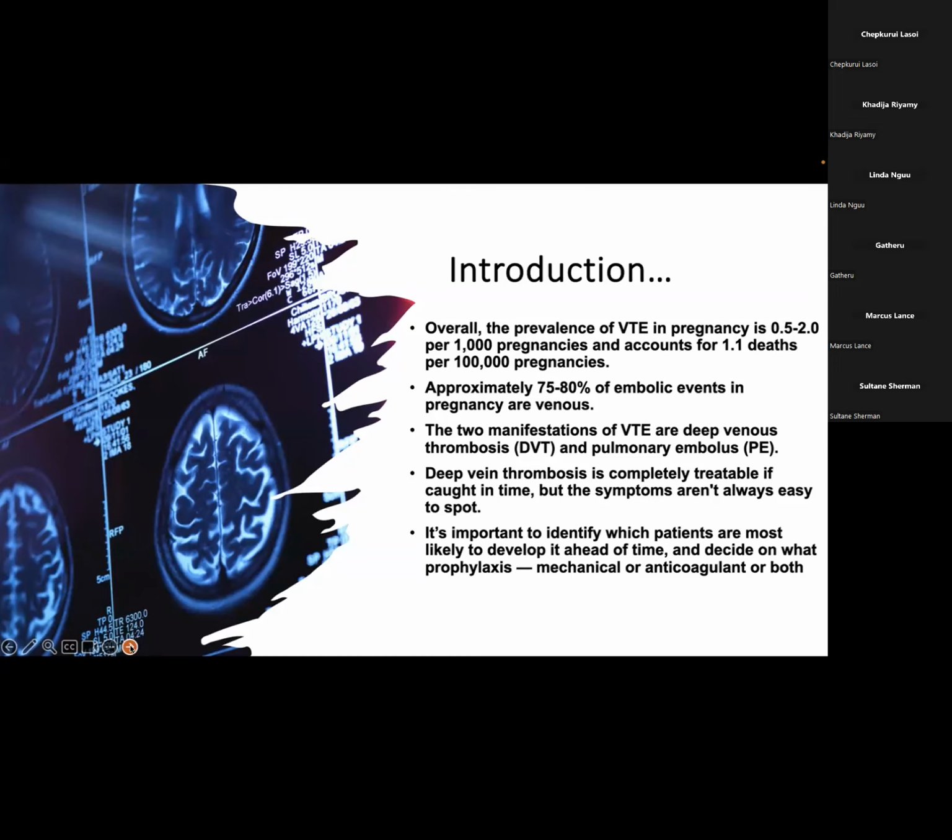Slow circulation because of pressure from the uterus reduces the flow through the iliac vessels, and that therefore means that with stasis, there is greater risk of thrombosis. The two manifestations of venous thromboembolism are deep venous thrombosis and pulmonary embolus.